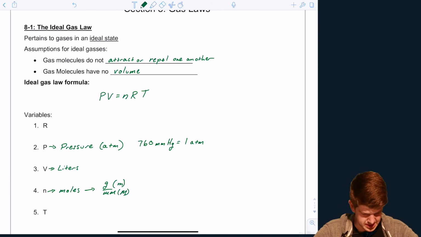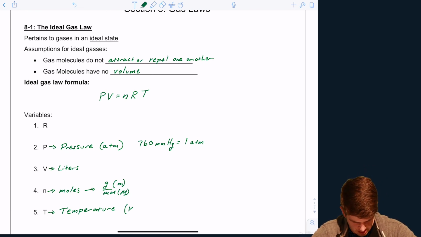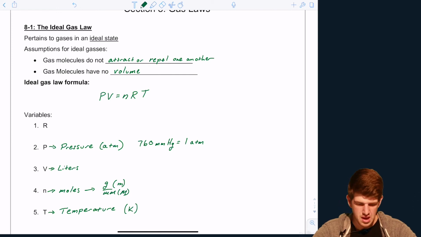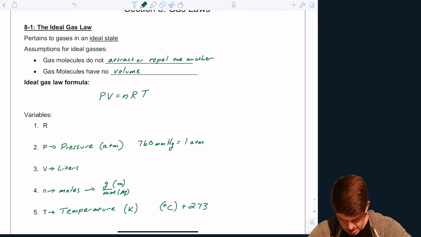Last, or second to last technically because we haven't done R yet, we have T. T is temperature. And temperature has to be in Kelvin. That's another one that you should be really careful about because they like to give you Celsius. So if you get your temperature in Celsius, Celsius plus 273 is going to be your degrees Kelvin.